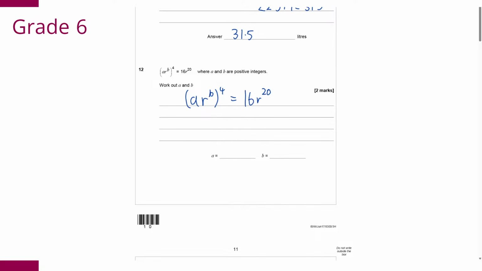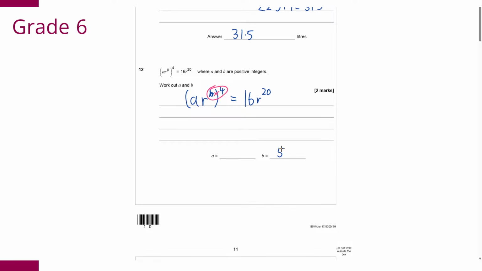Now, my Bs always look like 6s, so I'm going to try and make that more like a B. I think I've made that worse, but anyway. It says where A and B are positive integers, so we need to work out what they are. So here, we've got to work out what times what is 20, right? So B must be 5, right?